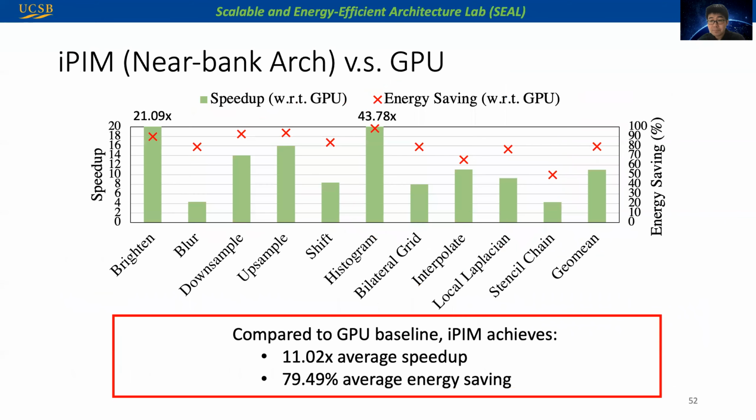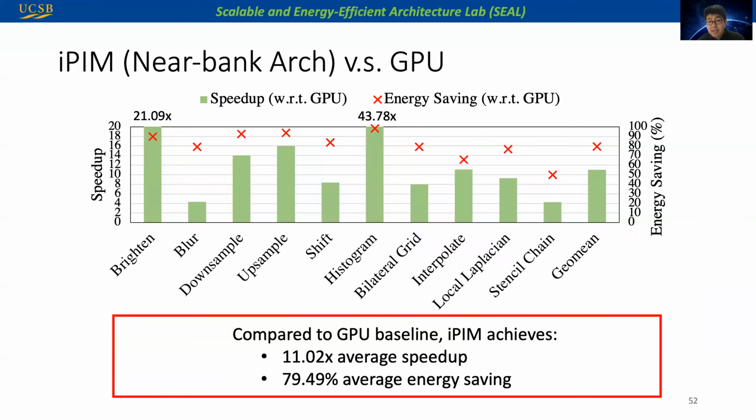Also, the area of control logic is small enough to fit in the extra area per vault on the base logic die. Next, we show the end-to-end performance and energy efficiency results of iPIM compared with GPU. The green bar shows the speedup and the red cross shows the energy saving. iPIM achieves around 11 times average speedup and 80% energy saving over the GPU baseline. From a performance perspective, iPIM benefits memory bound operations like image brightening.